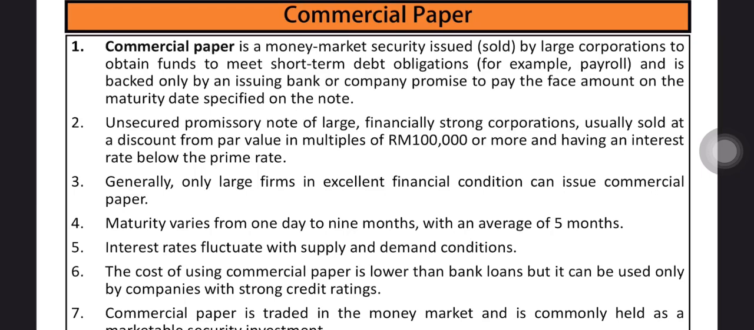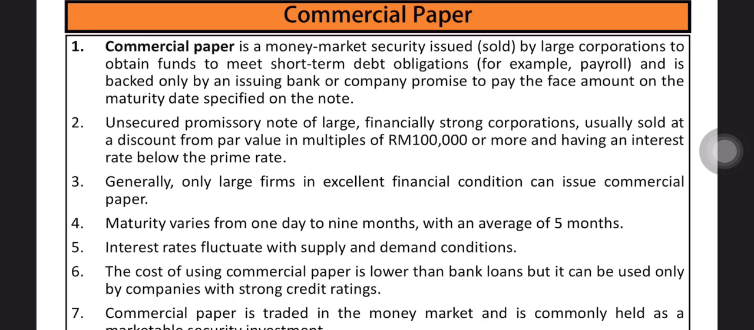Commercial paper is an unsecured promissory note of large financially strong corporations and usually sold at a discount from par value in multiples of 100,000 or more and having an interest rate below the prime rate. It is generally only large firms in excellent financial condition that can issue commercial paper. Maturity varies from 1 day to 9 months with an average of 5 months.